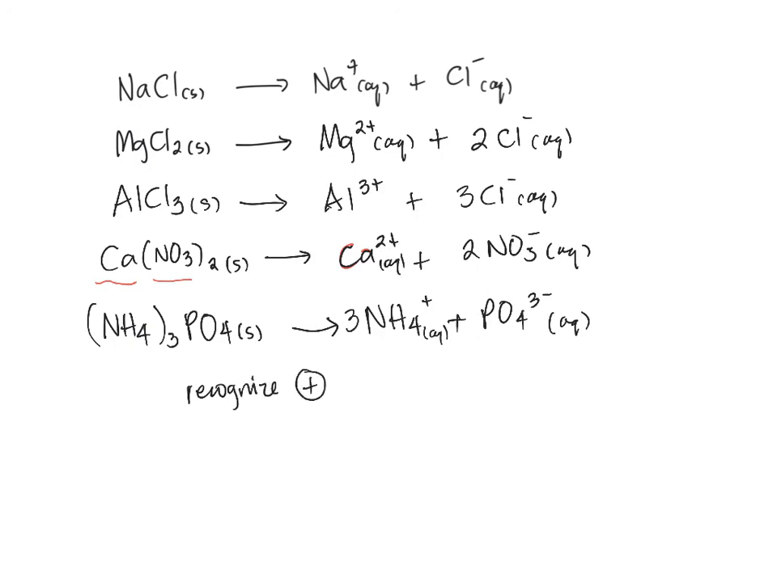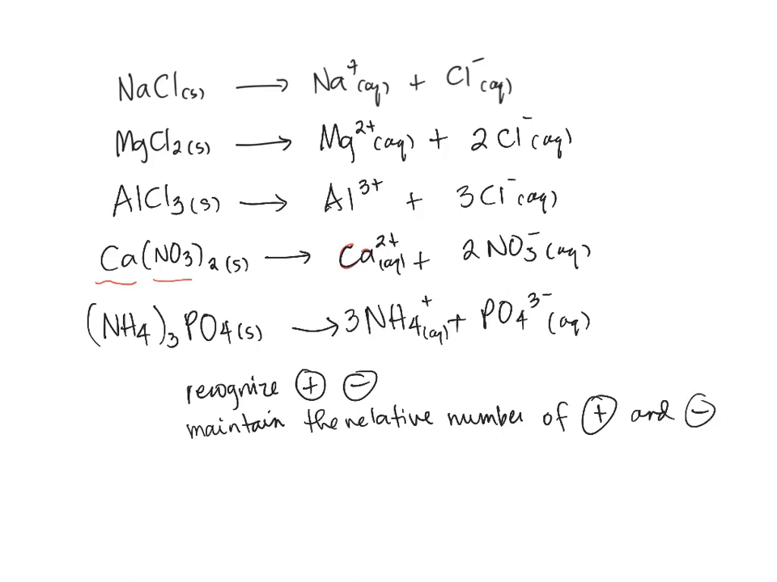So the most important thing here is that we recognize which one is the cation and which one is the anion. And at the same time, we must maintain the relative number of the cation and anion in your formula. So that's about it. So I hope that whatever salt is given to you, we would be able to write its complete dissociation in solution.